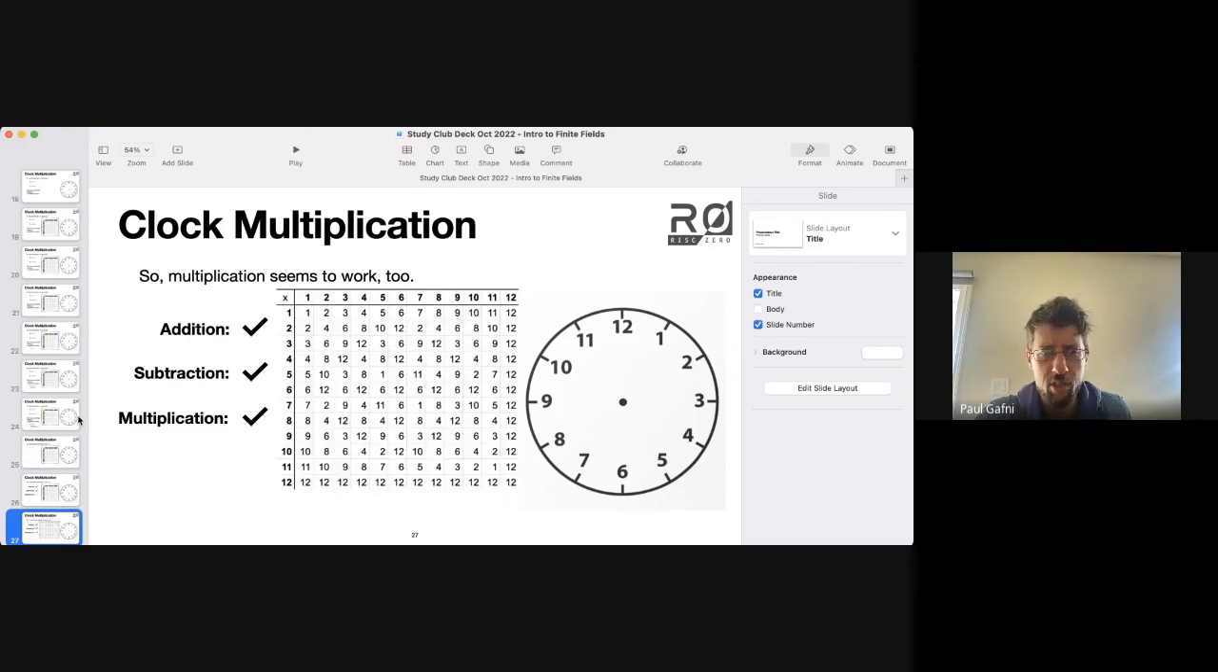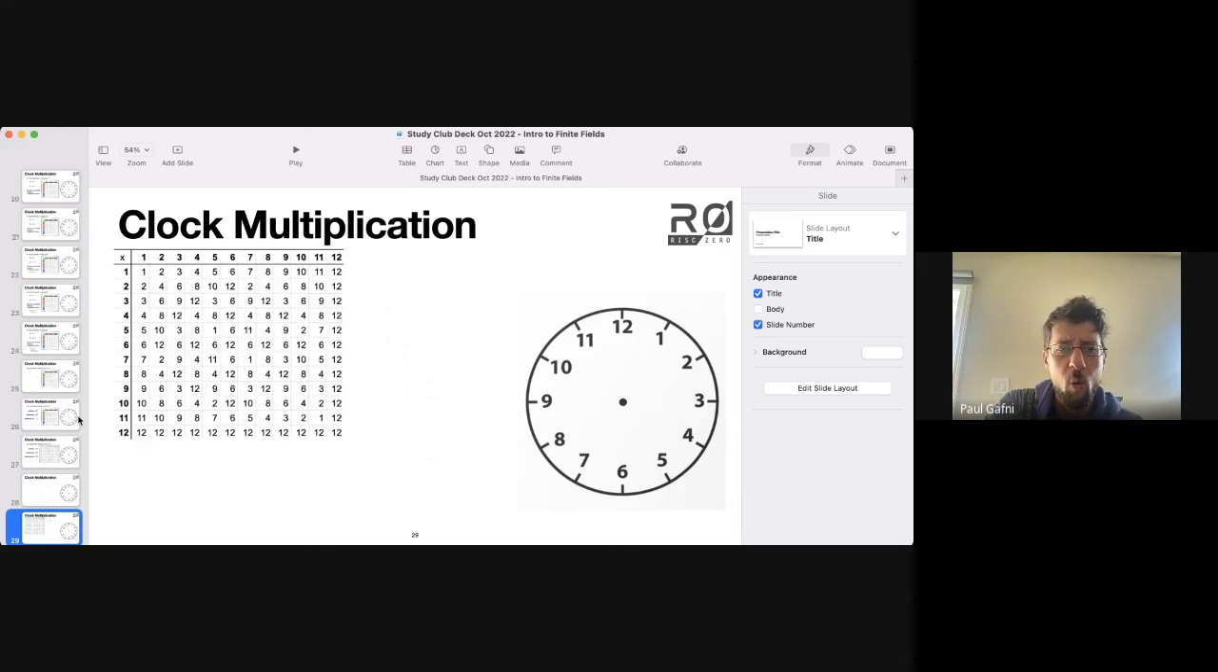So multiplication works. Here's the whole multiplication table. I won't bother going through and doing all 144 arithmetic questions with you. What about division?